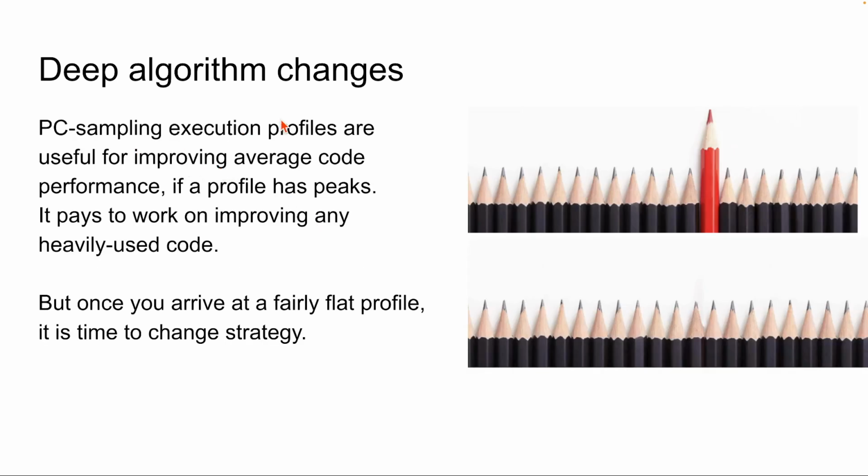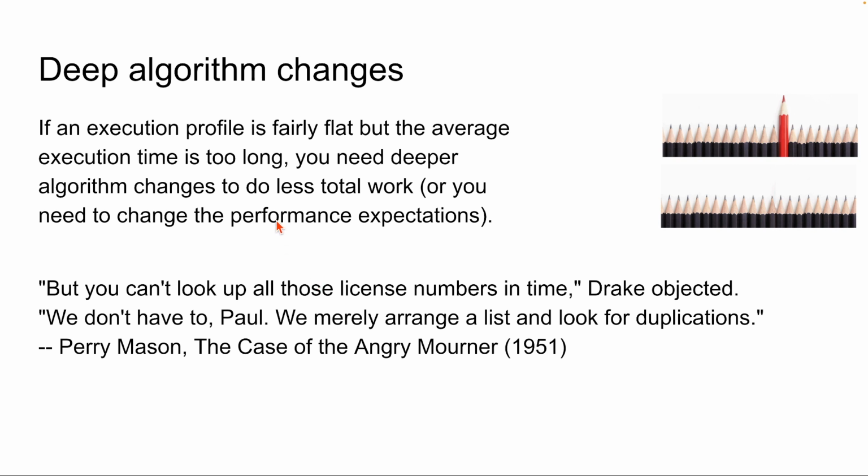If you have a PC sampling execution profile that has peaks, that's useful for improving average code performance because it pays to work on improving any of the heavily used code. But once you arrive at a fairly flat profile, it's time to change strategy. If an execution profile is fairly flat, but the average execution time is still too long, you need deeper algorithm changes to do less total work, or you need to change your performance expectations.